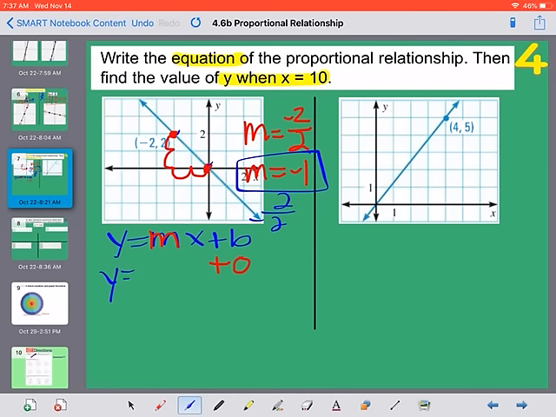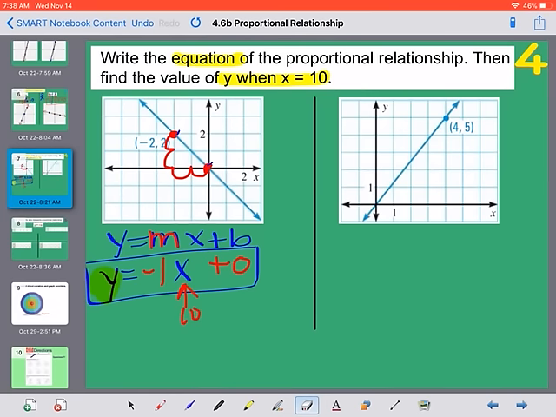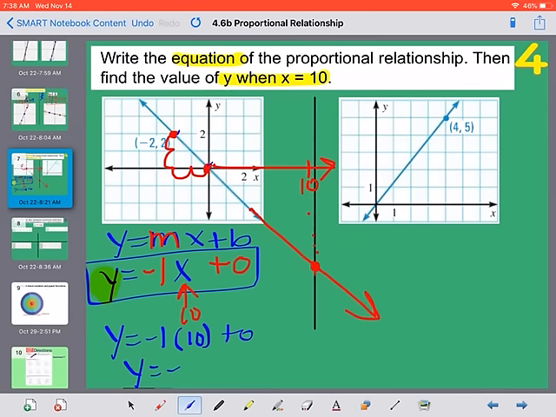So our equation, we have y equals, our slope was negative 1 times x plus 0. So there's our equation, the first answer. Then find the value of y when x is 10. So they want us to figure out what is y going to be if we plug in for x the number 10. That would tell us on our graph, if we were to extend our x-axis over to 10, where would we be on our line? And instead of guessing, we're just going to plug it into our equation. So we have y equals negative 1 times 10 plus 0. Well, negative 1 times 10 is just negative 10. Negative 10 plus 0 is negative 10. So y equals negative 10 when x is 10.